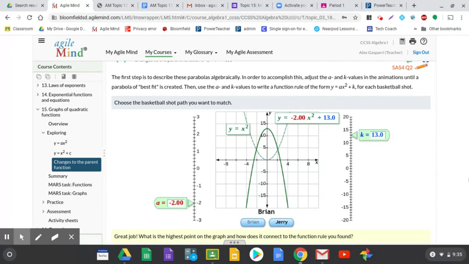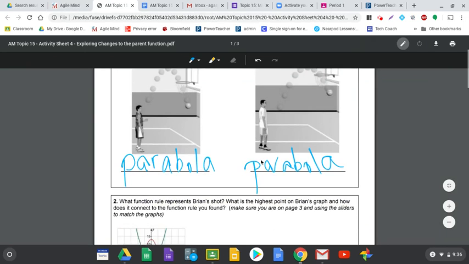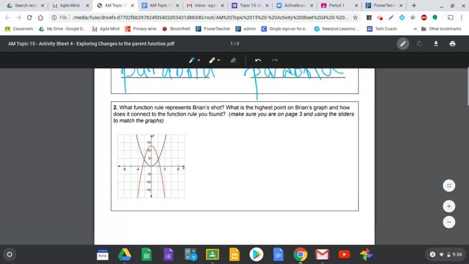All right. And then once you get it perfect, you can see the equation: y equals negative 2x squared plus 13. So that's what we want to write for number 2. What function rule represents Brian's shot? y equals negative 2x squared plus 13. It was upside down, it was narrower, and plus 13 moved it up the y-axis.